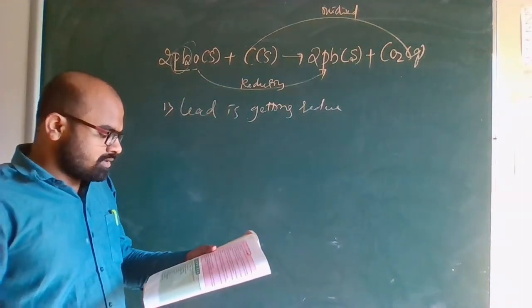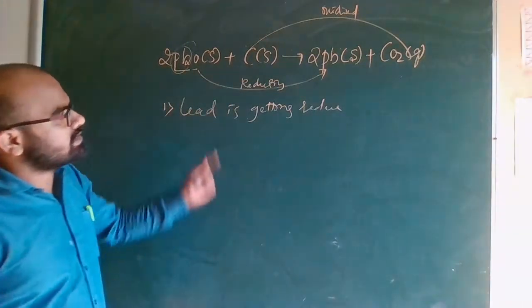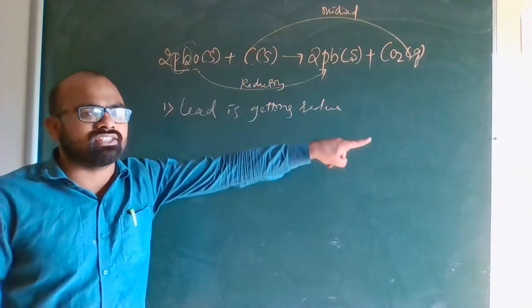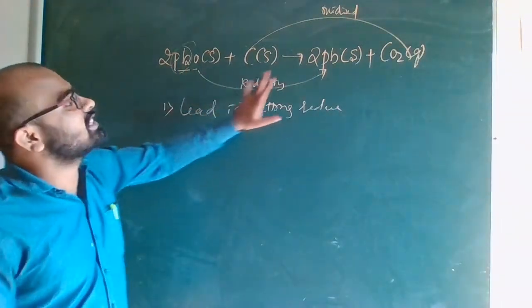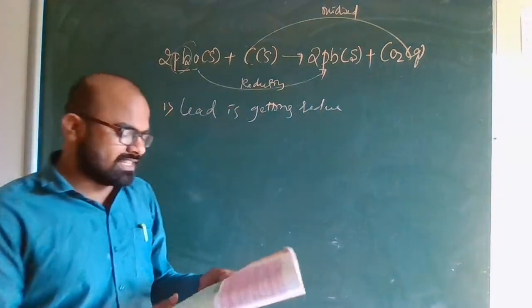Carbon is getting oxidized, yes, that is correct. Lead oxide is getting reduced, that is also correct. So options C and D are correct.